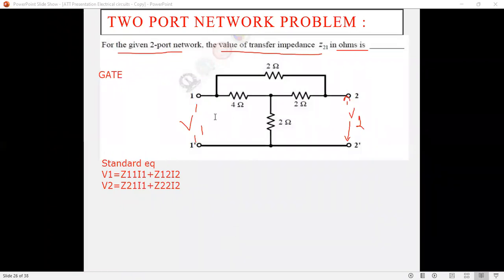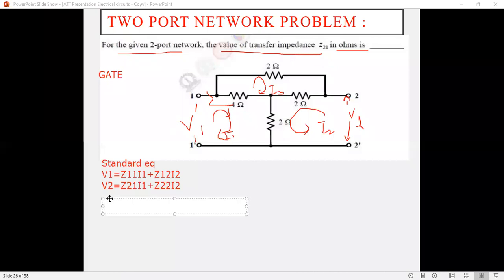Now see, for solving this, just apply KVL to the first loop. The current flowing through this is I1, again the current flowing through this is I1, the current flowing through this is I2, and the current flowing through this is I3. We have represented the three currents. Apply KVL to the first mesh.